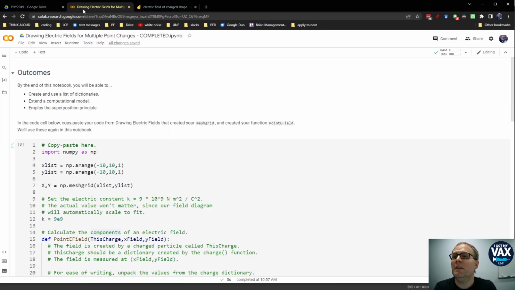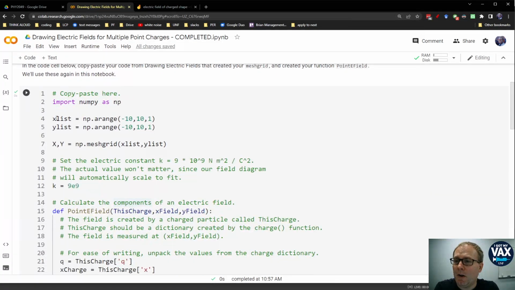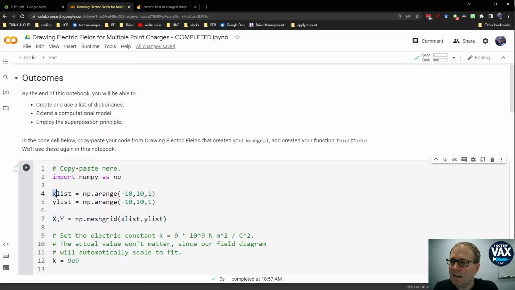And so what we've done here is set up a Jupyter notebook. Let me zoom in on this just a little bit, where we're setting up our grid. So we're using XList and YList here to set up our grid. We're going to go from -10 to 10 along each axis, -10 to 10 along the x-axis, -10 to 10 along the y-axis. And then we're using NumPy's meshgrid function to set up our actual grid of points here.